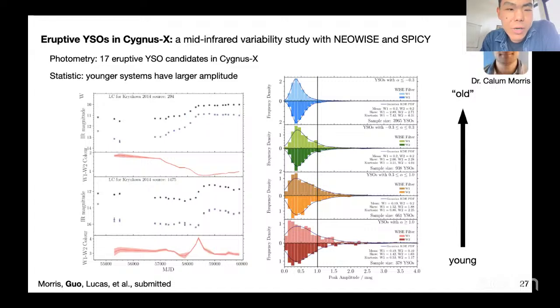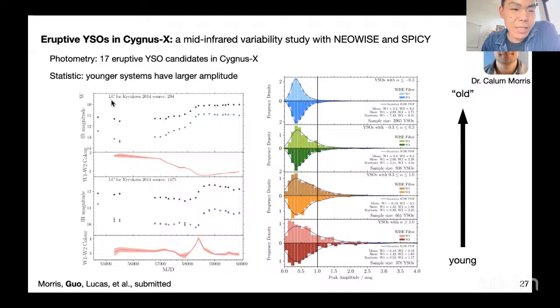Another work we recently submitted is led by Dr. Colin Morris from Hertfordshire, analyzing the mid-infrared variability from the NEOWISE catalog. We are not searching the entire sky. We focus on one star forming region, Thickness X, and check the mid-infrared variability of a few thousand stars in that region. We were able to see 17 eruptive young stellar object candidates from this region.